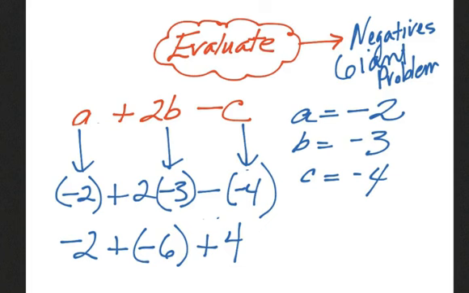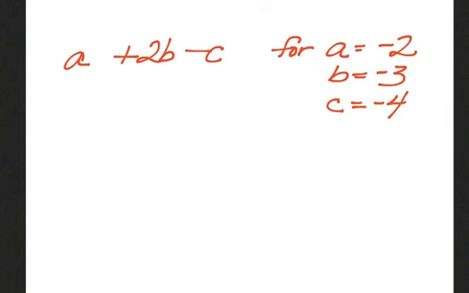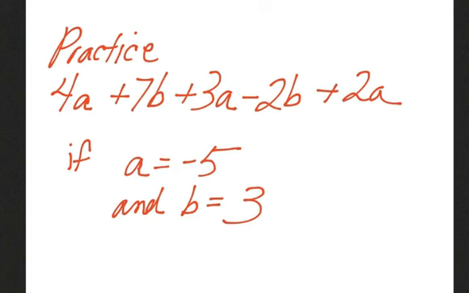So now we are at -2, -6. And well, what is -2 plus -6? -8, and you can use your calculator if you need to. -8 plus 4, and I get a -4. Negatives are a giant problem in Algebra 2. So now you need to pause the video. Pause the video. And now you're going to do this practice problem.